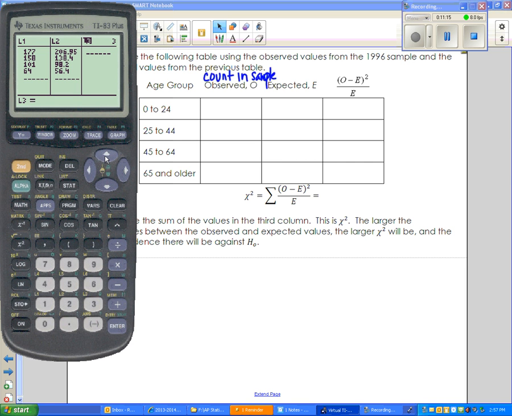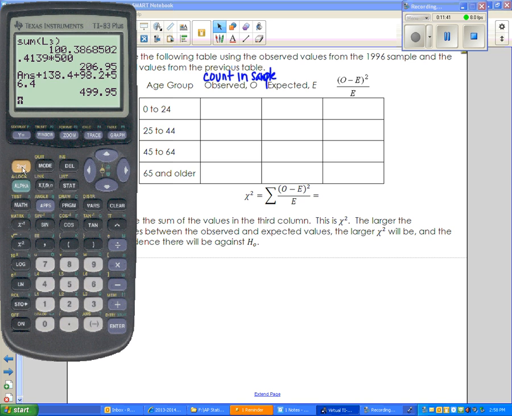And so in column 3, this is where I'm going to do my observed minus the expected. My observed values, I'm going to put in parentheses. My observed values are coming from list 1. I'm going to subtract my expected values, which are in list 2. I'm going to square that difference, and then I'm going to divide by my expected values, which are again in list 2. And that's going to give me a bunch of numbers. The chi-squared test statistic is the value that I get when I add those 4 numbers together. So all of those numbers are in list 3.